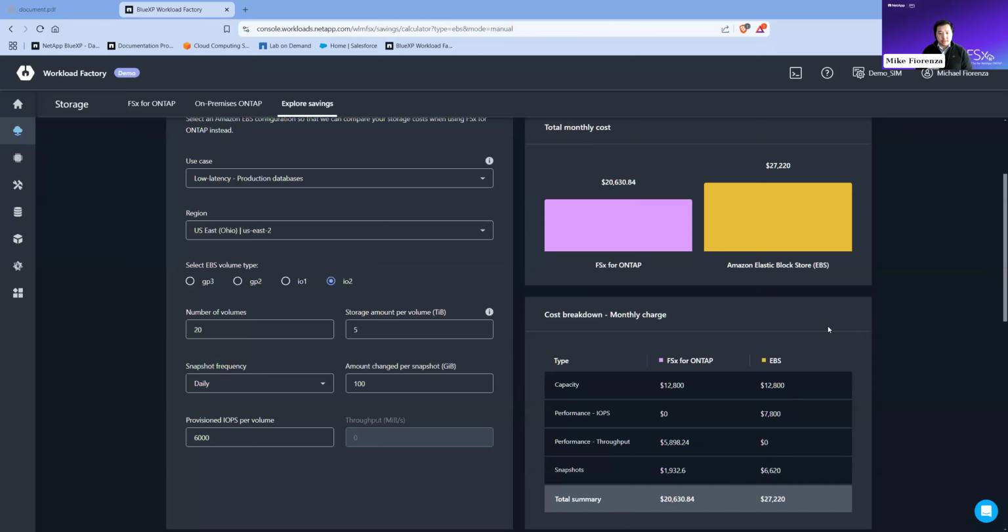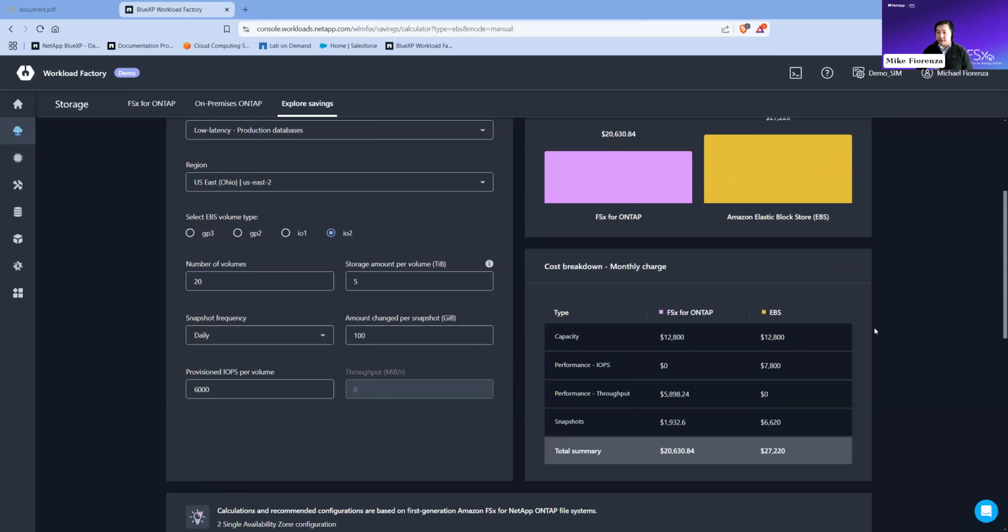So when we start looking at these costs, these charges that are associated with these numbers, you can see that from an actual sheer just baseline capacity pricing standpoint, really not too much of a difference, right?